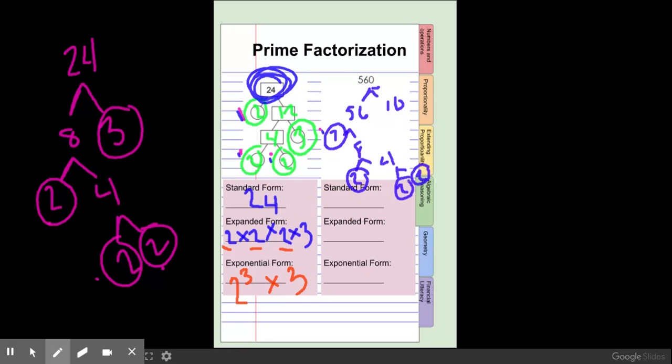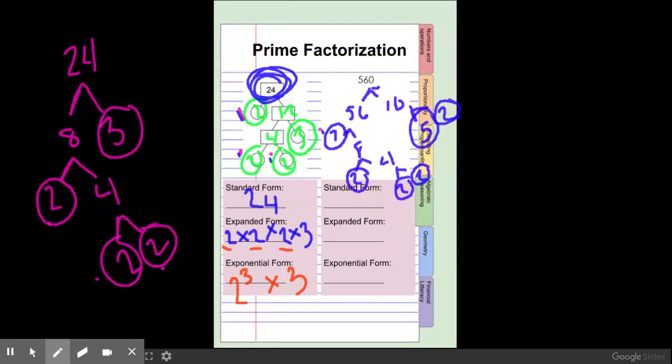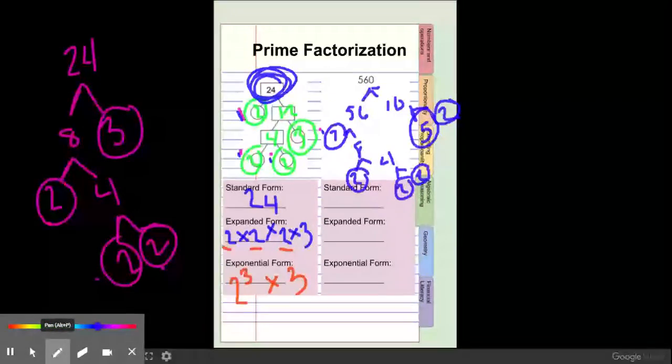Okay, now we're going to go back up here to the 10 that we left behind. And what times what equals 10? Well, 5 times 2 is 10, right? And 5 and 2 are both prime. So now we have all of those numbers that we need in here.